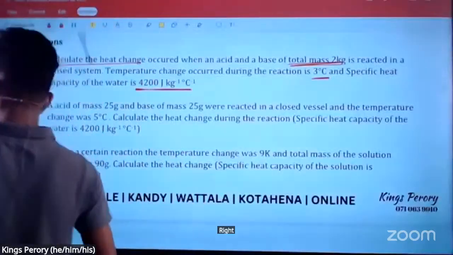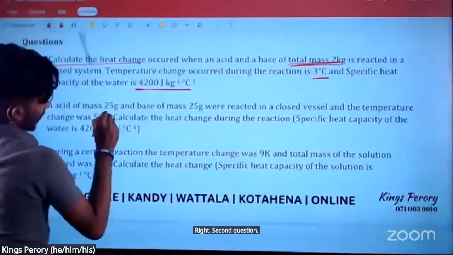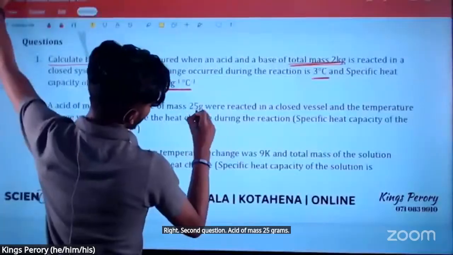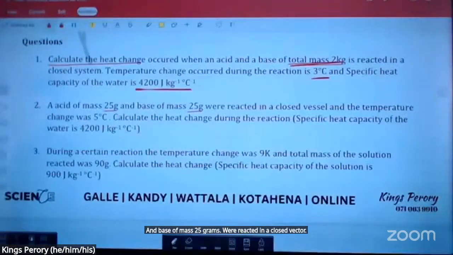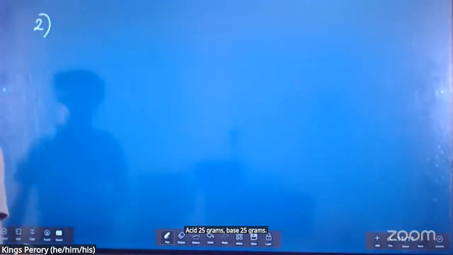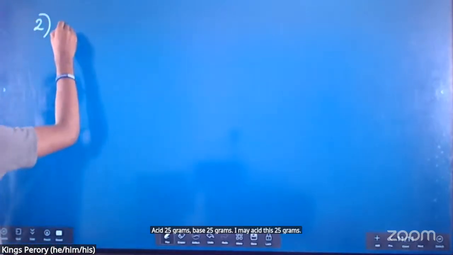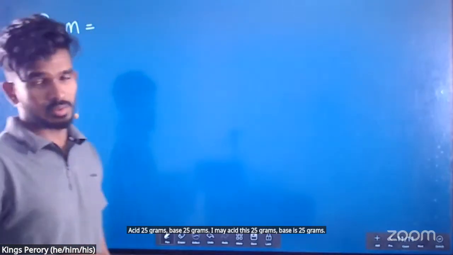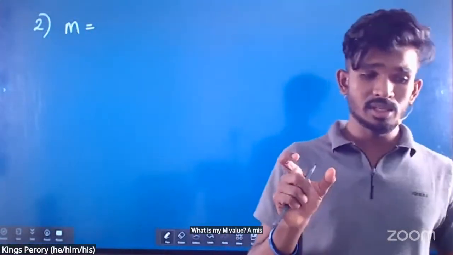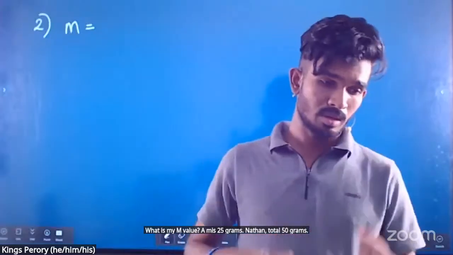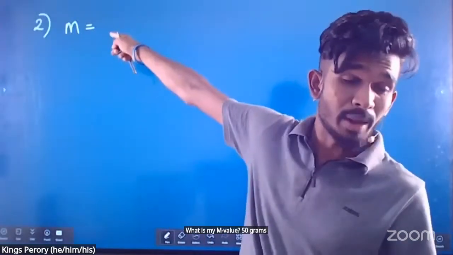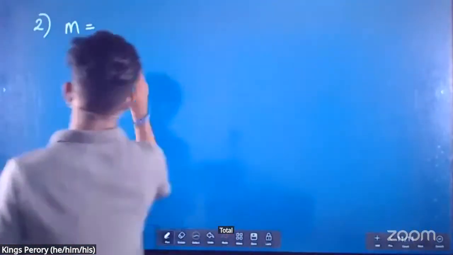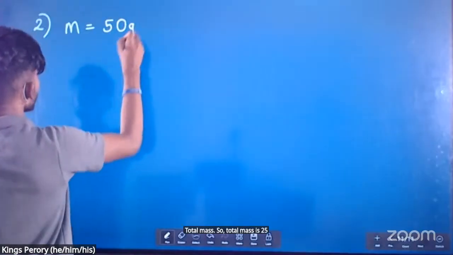Right. Second question. Acid of mass 25 grams and base of mass 25 grams were reacted in a closed vessel. Now my acid is 25 grams, base is 25 grams. What is my M value? M is the total mass, so total mass is 25 grams plus 25 grams, 50 grams.